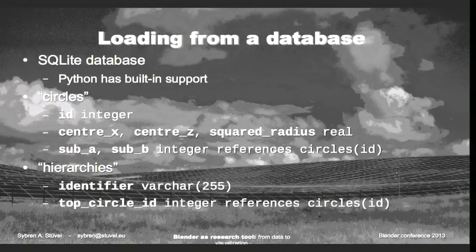It has one table with an ID for every circle, 2 coordinates, a squared radius because it's slightly easier to work with in some cases. And it has a sub A and sub B, which are the database IDs for the 2 subcircles. And then we have a hierarchies table with an identifier, which identifies the animation snippet the hierarchy was created from. And the top circle ID, which will give us our starting point for loading everything.